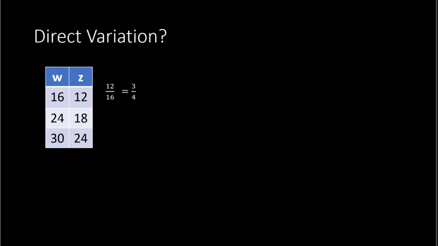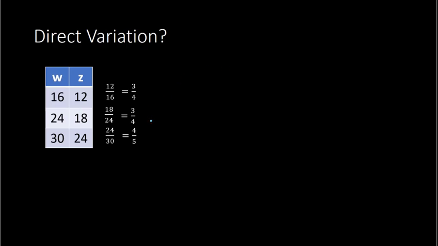Now check the next set of numbers. We have 24 and 18. Well, if we take the 18 divided by 24, that reduces by dividing top and bottom by 6, which gives me 3 over 4 as well. The next set of numbers, we have 24 and 30. If I take 24 divided by 30, I can divide the top and the bottom by 6, and that would give me 4 over 5.